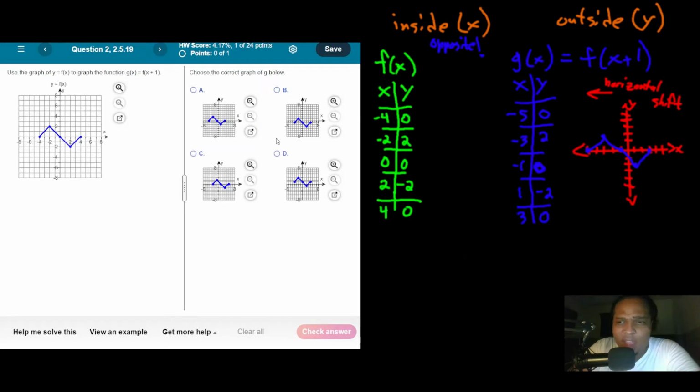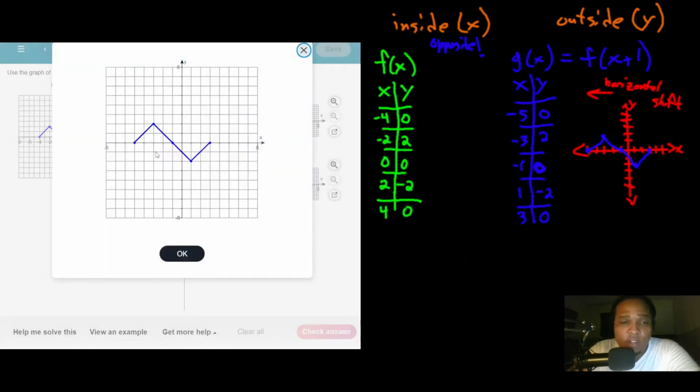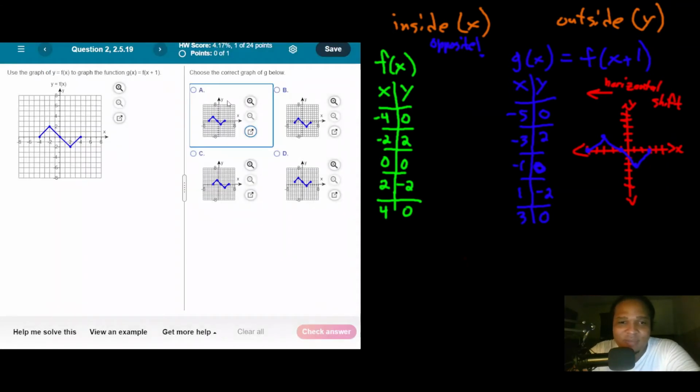Where are we? All right. So which one closely resembles? It looks like it could be A. So let's go ahead and enlarge that and make sure that our points match up. So we have -5, 0. So 1, 2, 3, 4, 5. Got it. We have -3, 2. Got it. We have -1, 0. We have 1, -2. Yep. And then we have, yep, this is it. It's got to be it. It's perfect.